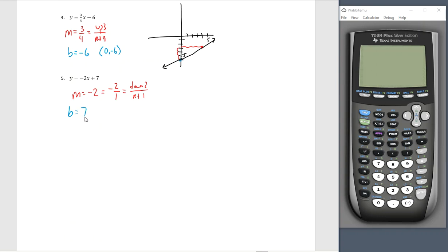My b value is 7, so I am going to start at the point 0, 7. We could go all sorts of big on this one. Looks like I don't have to go too far on my x-axis, but let me go till 5 at least. My point 0, 7. And from there, from my y-intercept, I'm going to go down 2, 1, 2, and I'm going to go to the right 1. Down 2, right 1, and then we'll draw the line that connects these 2 points.